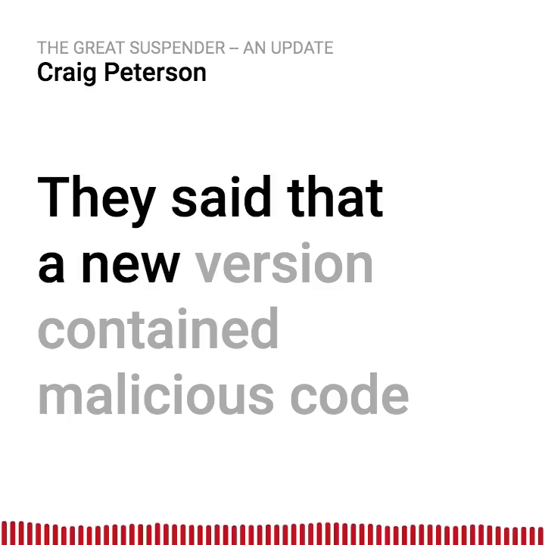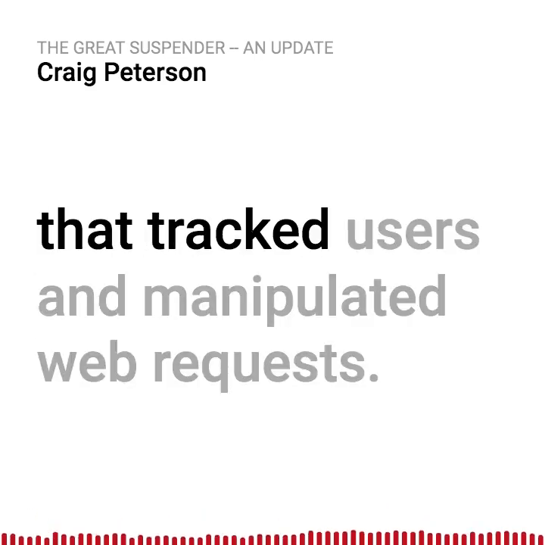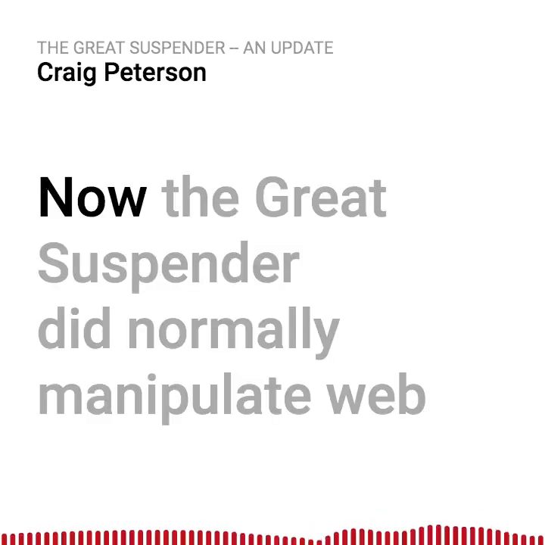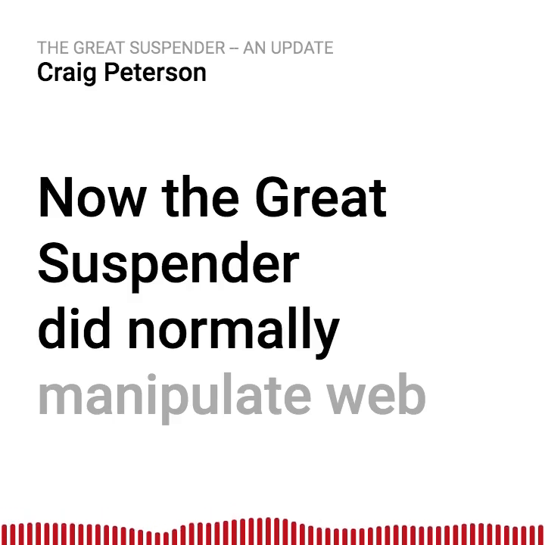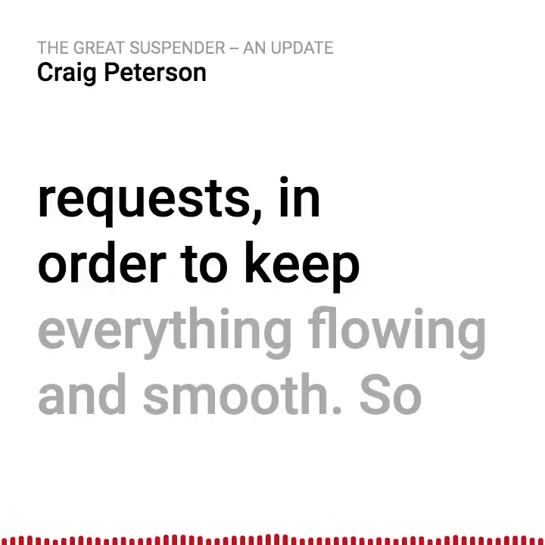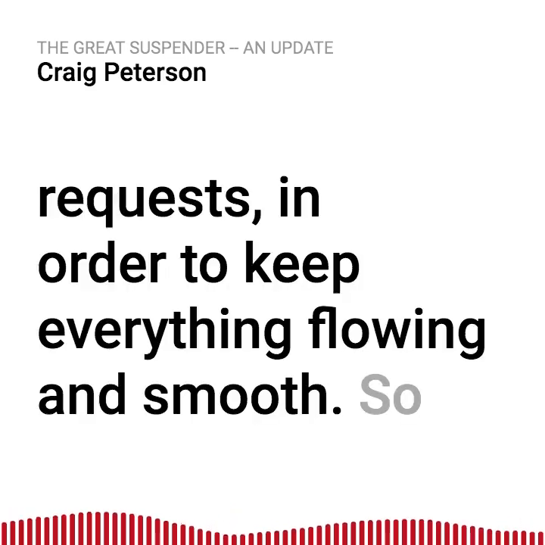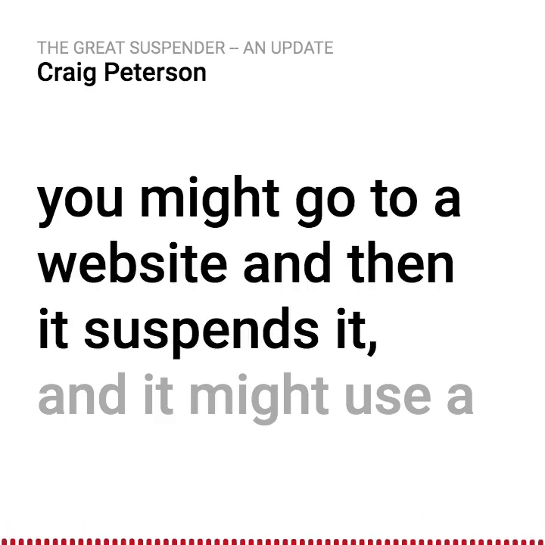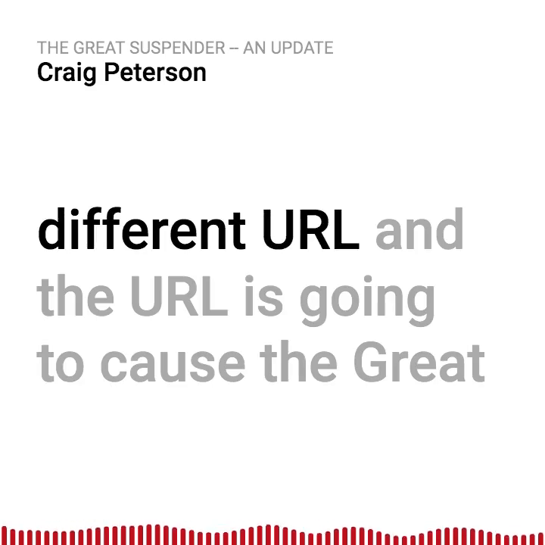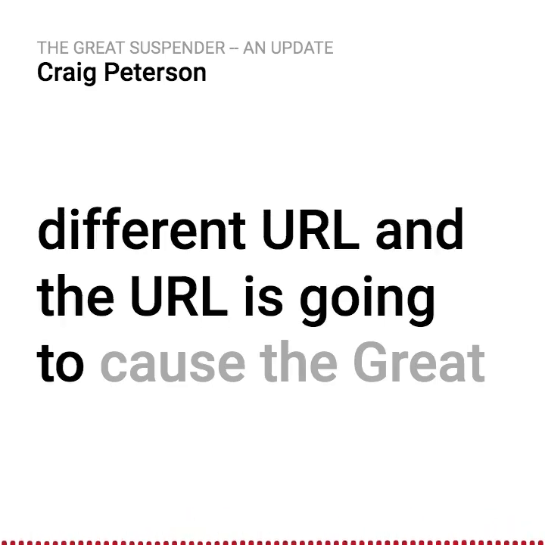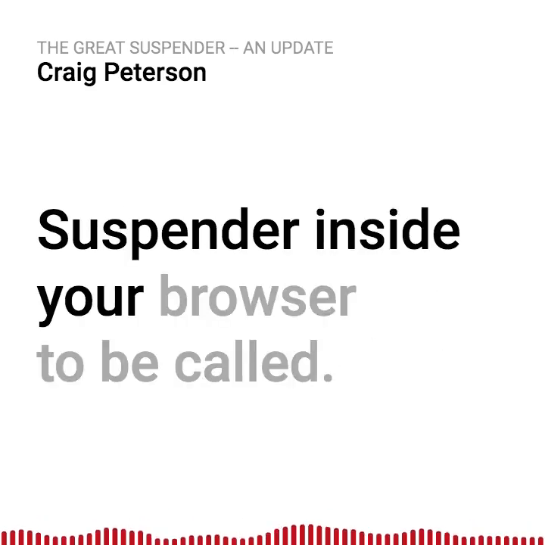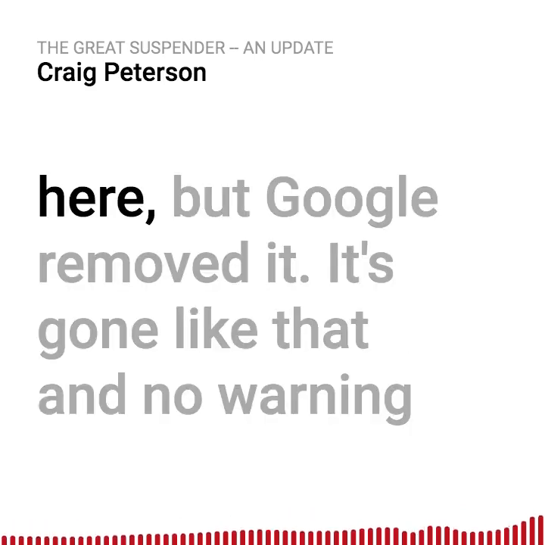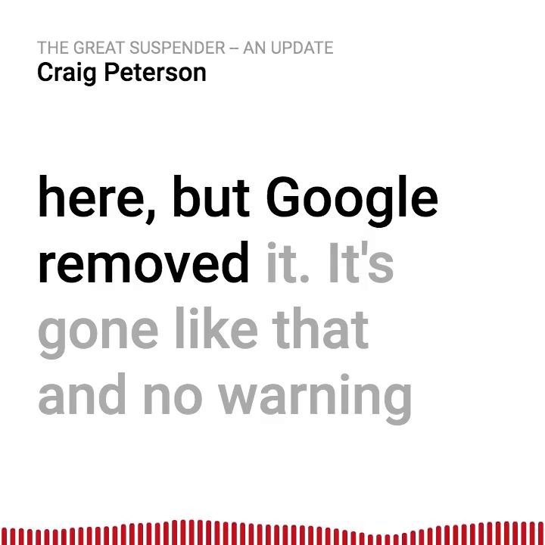They said that a new version contained malicious code that tracked users and manipulated web requests. Now, the Great Suspender did normally manipulate web requests in order to keep everything flowing and smooth. So you might go to a website and then it suspends it, and it might use a different URL, and the URL is going to cause the Great Suspender inside your browser to be called. So I'm not sure what they mean about the manipulation here, but Google removed it.